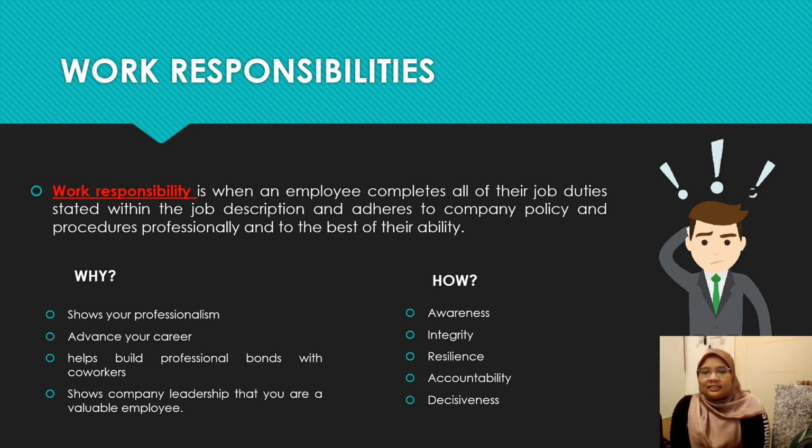Thirdly, resilience. In other words, the will to continue when faced with obstacles and the stamina to continue after you have failed, which could lead to successful employees and a dynamic and growing company culture. Nevertheless, do accept the consequences of your actions to take accountability. And when you have to make a decision at work, do so with confidence. Being decisive means making informed decisions and having the certainty to see them through. These are the 5 ways in which work responsibility can be achieved more.